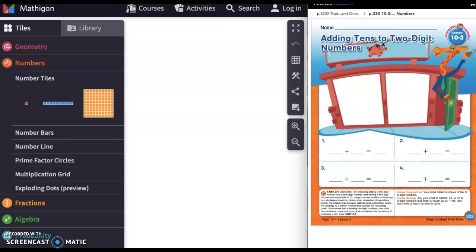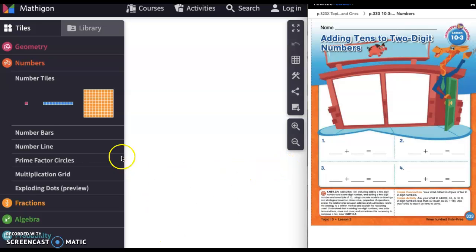Hi, boys and girls. Today we're going to be working on lesson 10-3, adding tens to two-digit numbers. This is very similar to what we did yesterday. We're going to be using our connecting cubes, and we're going to be adding two-digit numbers, and we're going to be adding 10 to that, groups of 10. So let's go ahead and get started.